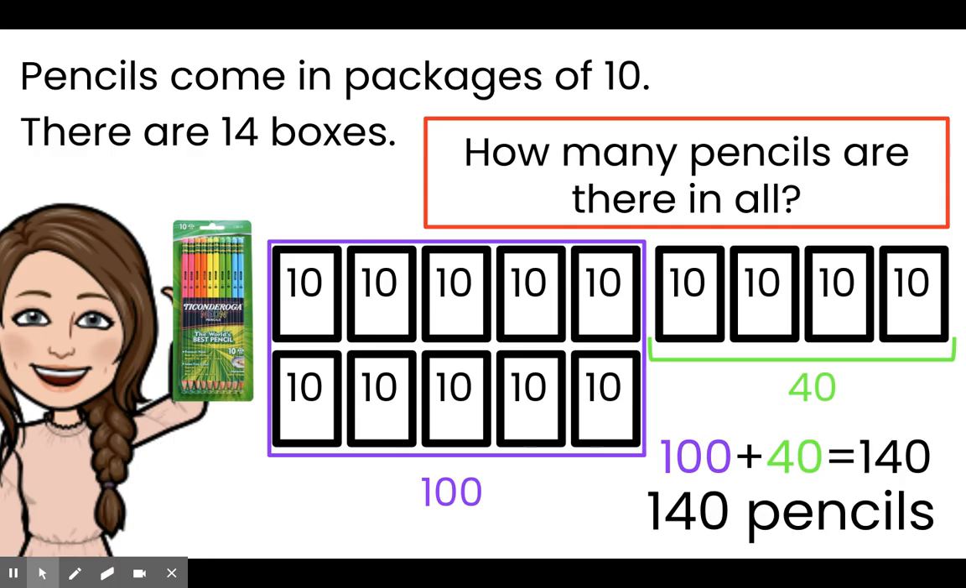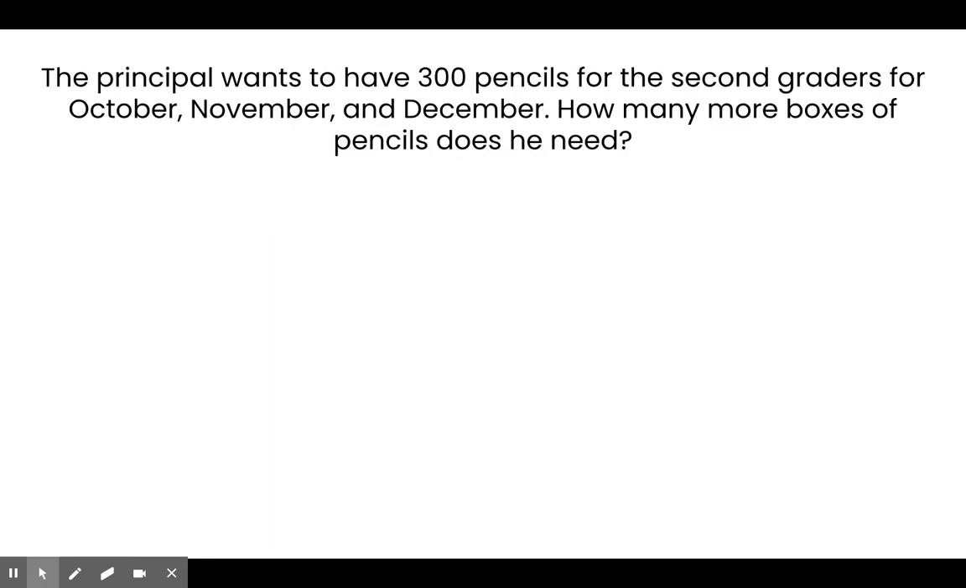How did you do? Were you able to come up with that answer on your math assignment today? Let's look at the next question that builds on this one. The principal wants to have 300 pencils for the second graders for October, November, and December. How many more boxes of pencils does he need?